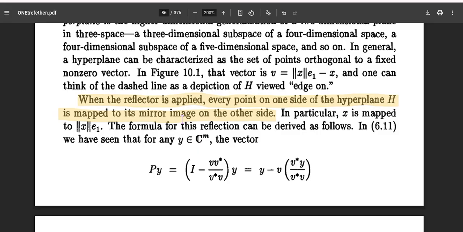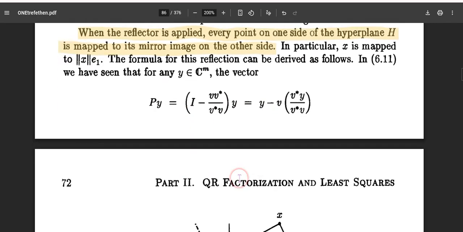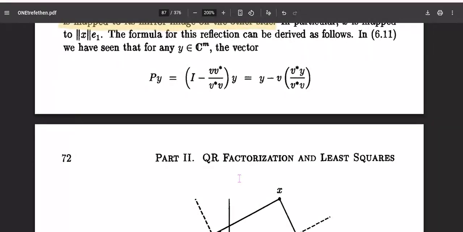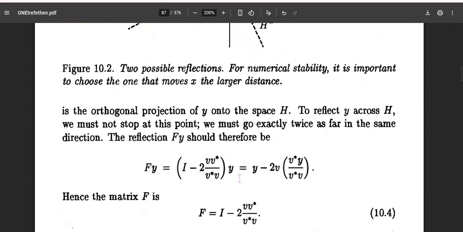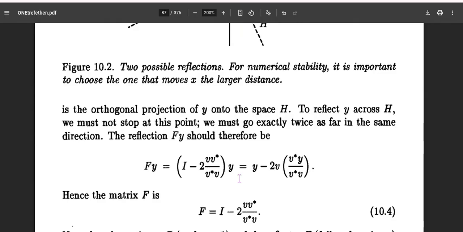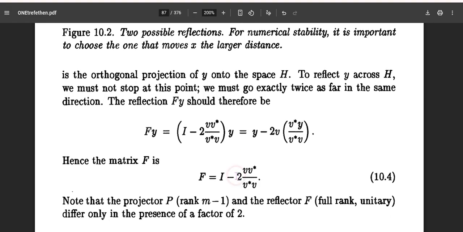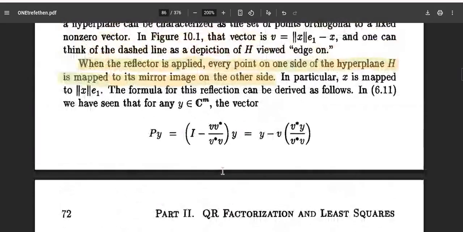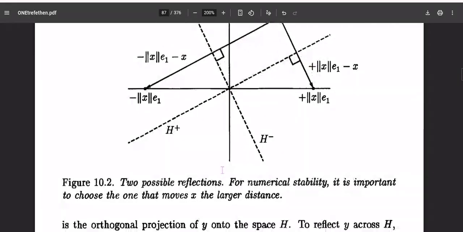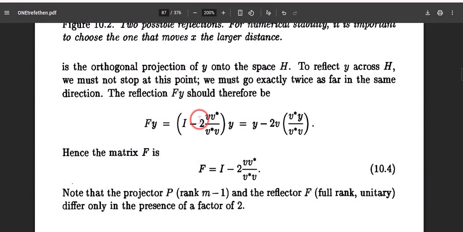This can be mathematically expressed, similar to what we saw in the previous video. A projector can be formulated using a vector v in a similar fashion. When we apply it to a vector y, it projects into a space orthogonal to v. Similarly, a Householder reflector can be formulated where it not only projects onto that hyperplane, it reflects onto the other side of the hyperplane. The projector expression I minus vv star can be converted into a reflector by simply multiplying by the number 2.